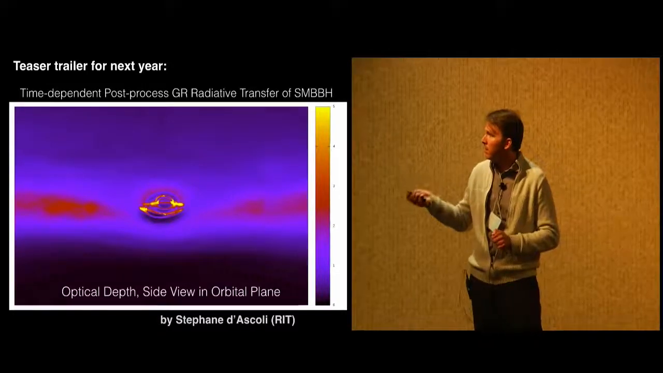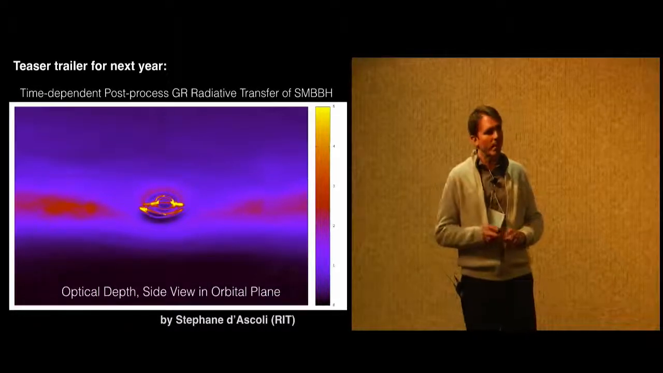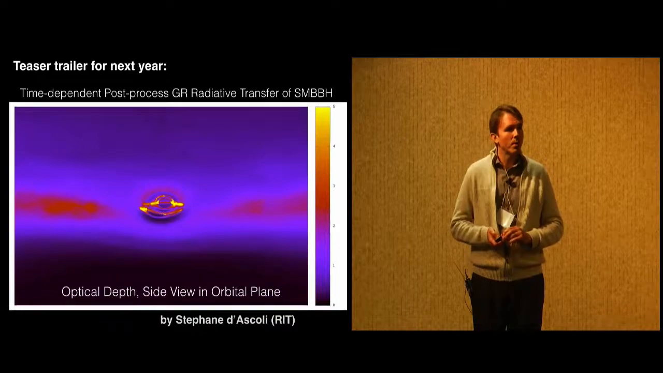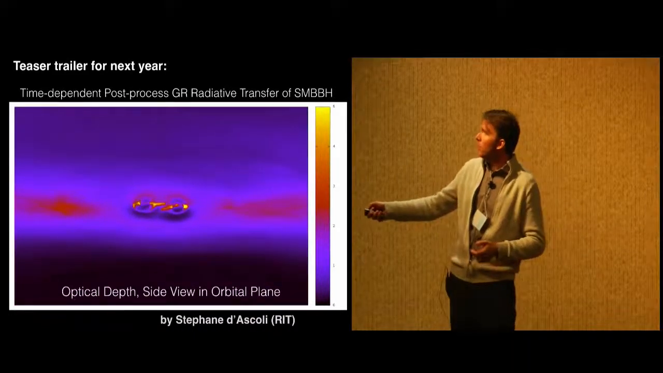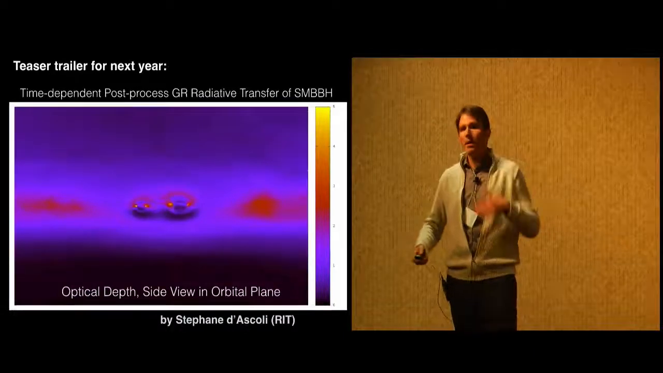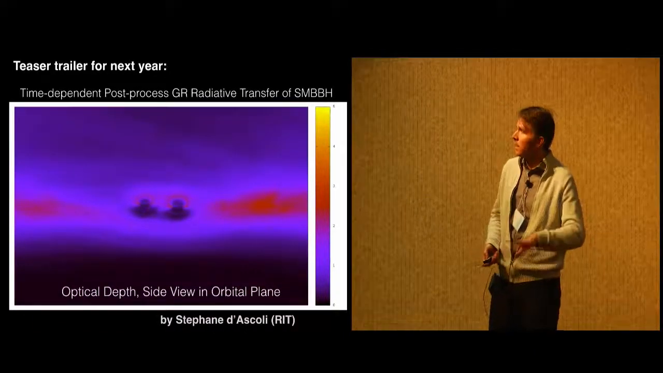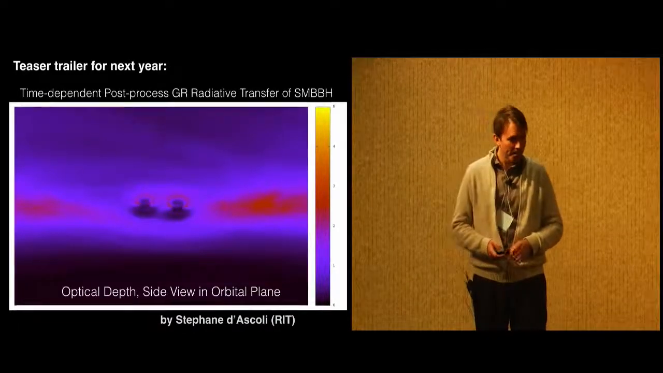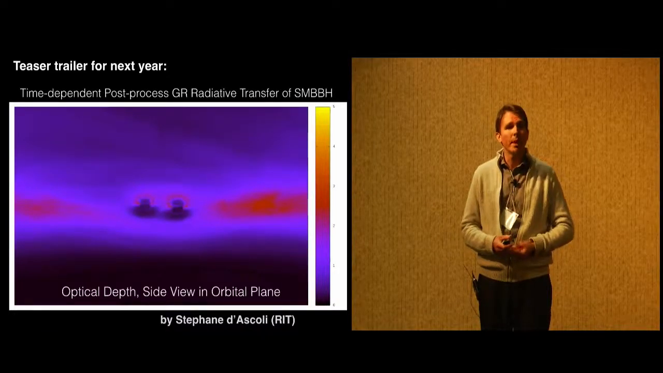But I also want to give you a little teaser trailer of the time-dependent radiative transfer calculations we're now doing with the mini-disk simulations. So here you see the two black holes, this is in the plane of the binary system, and you can see the relativistic light beaming effects from the strong field gravitational curvature of the binaries.